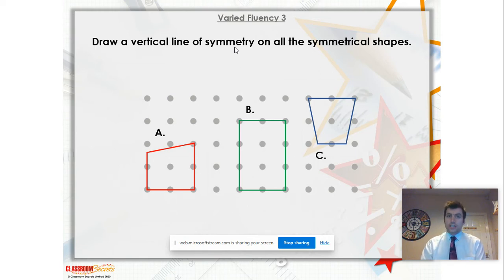Next challenge is to try and draw that vertical line of symmetry for each one of these A, B, and C shapes. Can you draw that vertical line of symmetry?